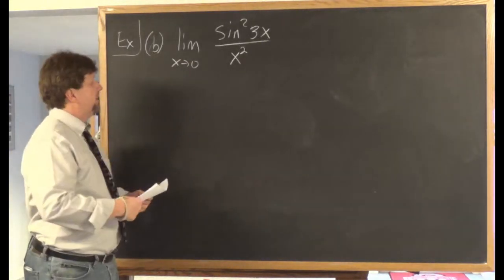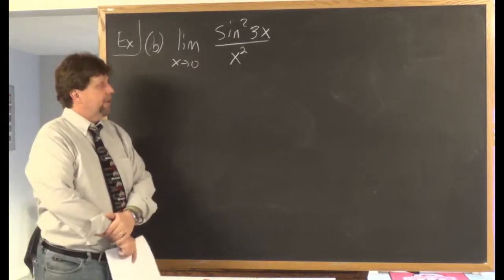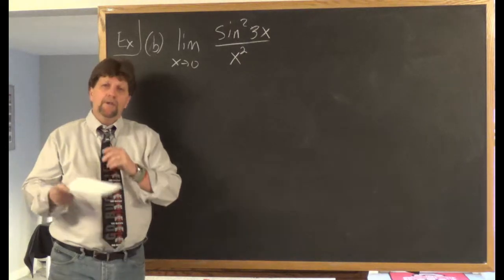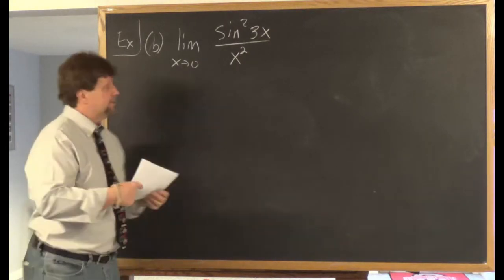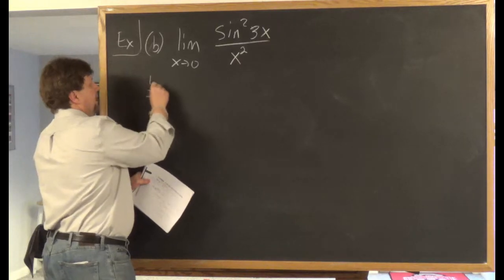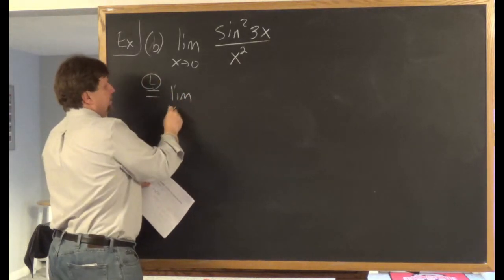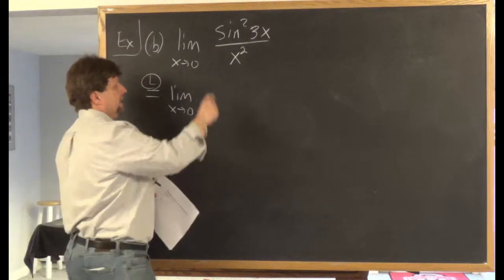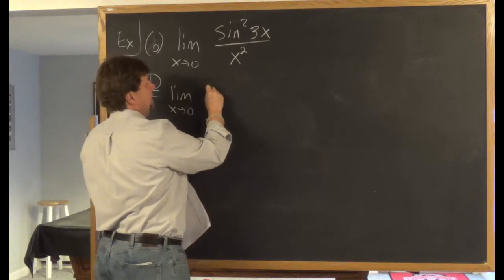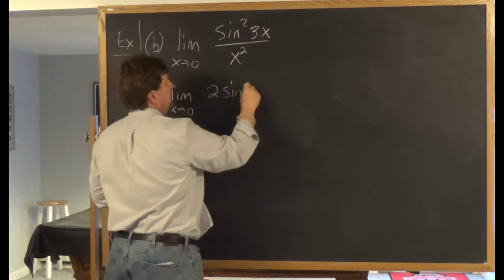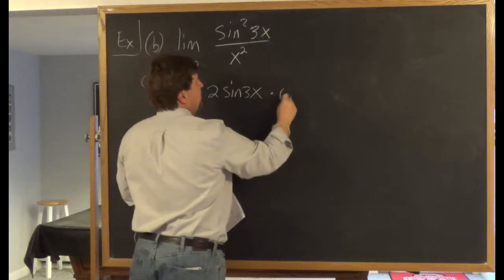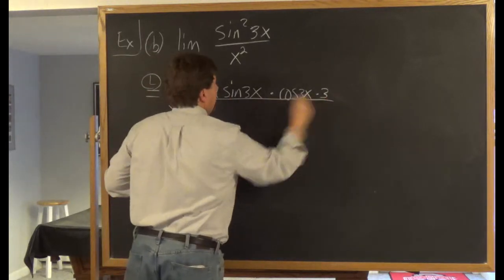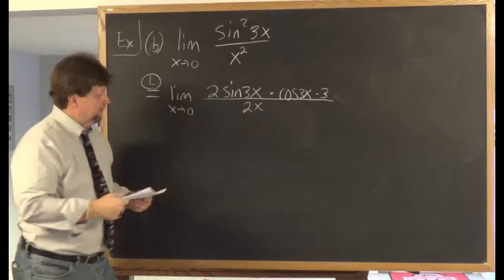Part B. Notice that if you toss 0 in for the x, the form you have is 0 over 0. 0 over 0, so it's a candidate to go off to the hospital. So let's employ the hospital rule. So we take the derivative of the numerator. You have to remember chain rule up here. So the derivative of sine squared 3x is 2 sine 3x times cosine 3x times 3. And all that junk over 2x.